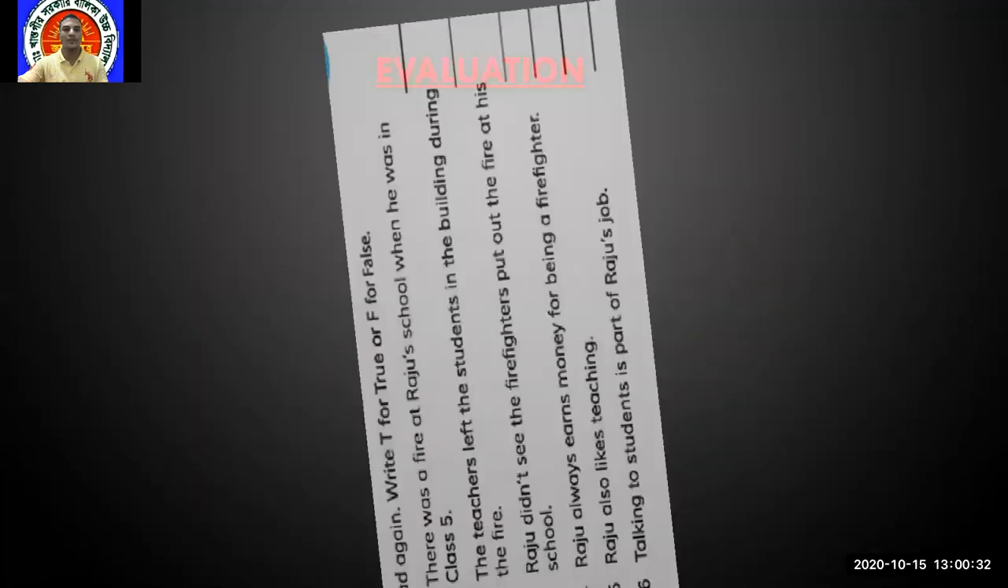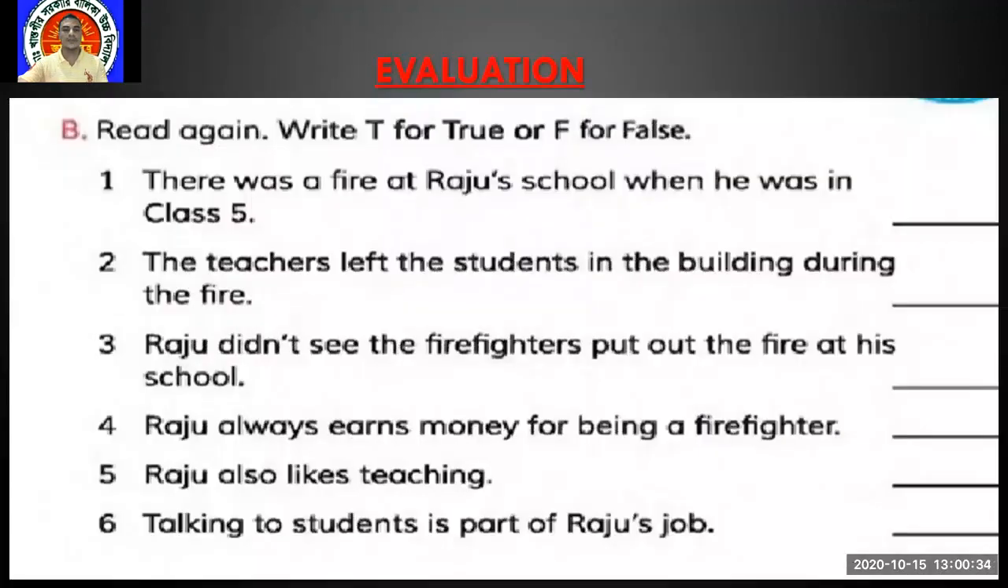The answers of the true or false of these sentences are: number 1. There was a fire at Raju's school when he was in class 5. This is true. Number 2. The teachers left the students in the building during the fire. This is false. Number 3. Raju didn't see the firefighters put out the fire at his school. This is also false. Number 4. Raju always earns money for being a firefighter.